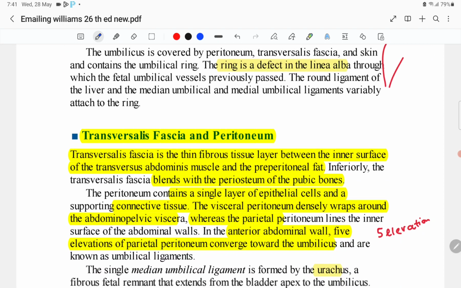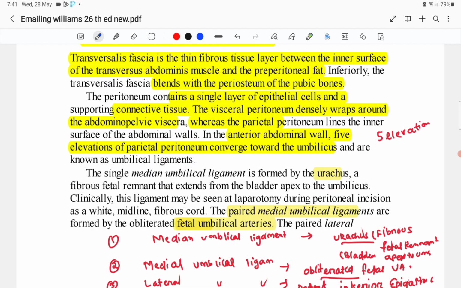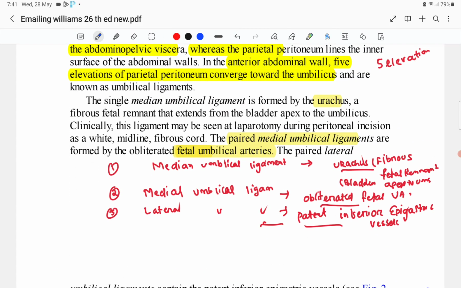Then after the skin, subcutaneous layer, and muscle layer, you will go to the transversalis fascia. This is a thin fibrous tissue that covers the transverse muscles. And next is the umbilicus, which is a remnant of the abdominal wall.